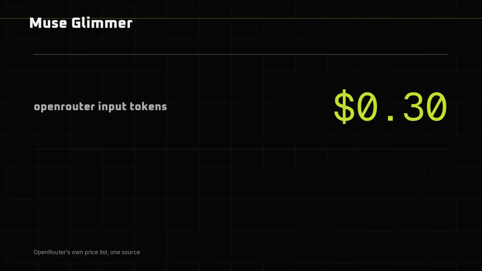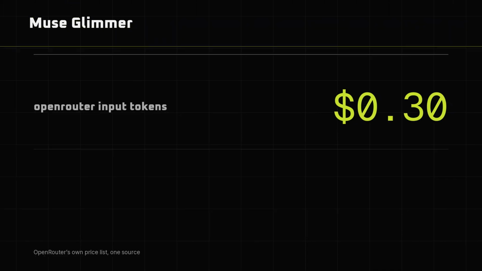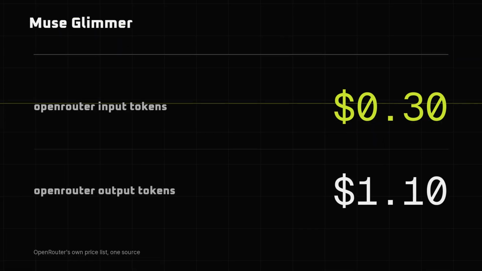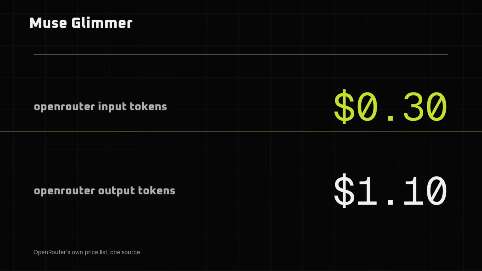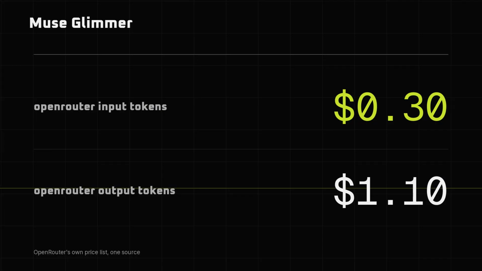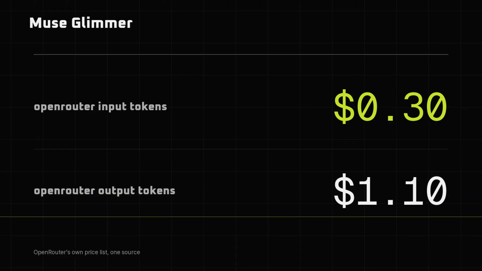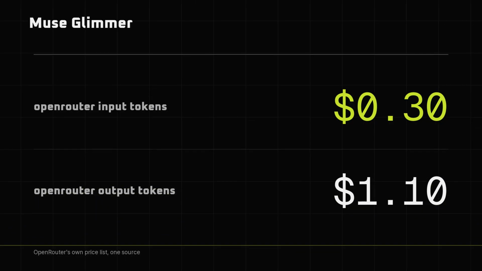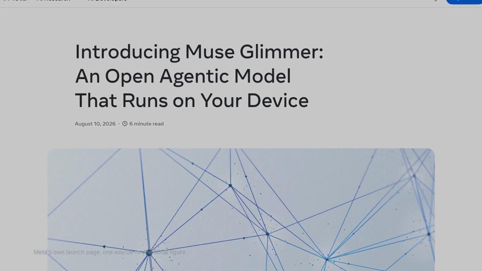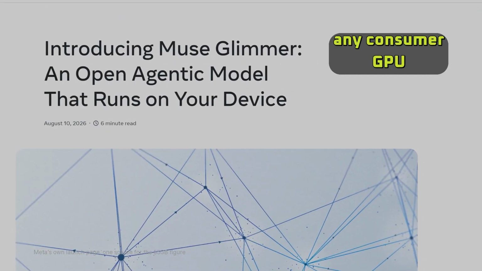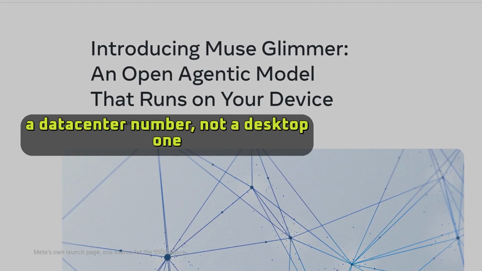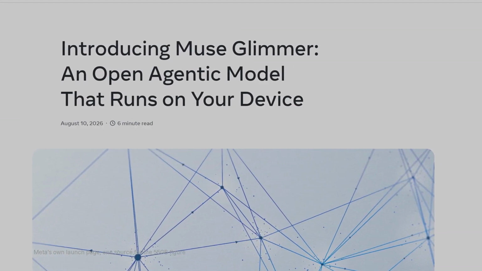Renting Muse Glimmer through OpenRouter costs $0.30 per million tokens going in and $1.10 per million coming back out, on somebody else's card forever. The weights themselves are Apache 2.0 and carry no per-token fee at all, so the only thing that meter is measuring is the machine, and the machine could be yours. At full precision, 30 billion parameters need more than 55 gigabytes of memory, more than any consumer GPU offers. That is a data center number, not a desktop one.